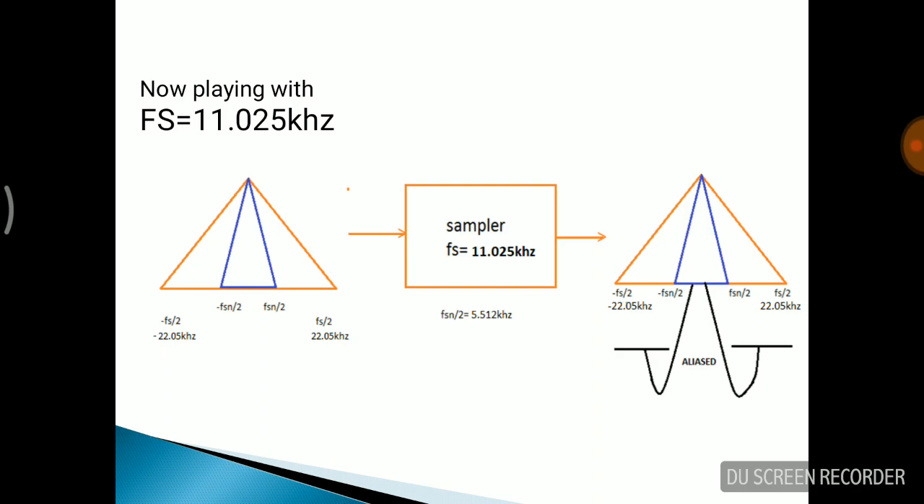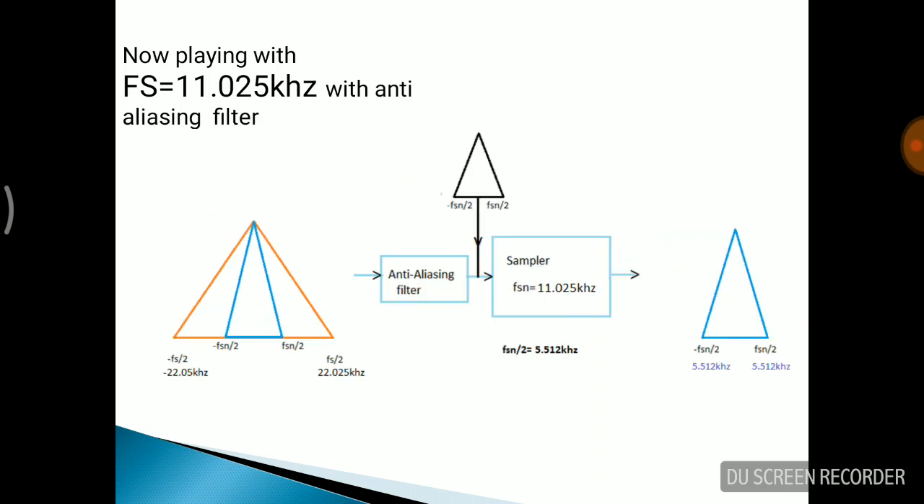We can see clearly the effect on the music after playing at Fs equals 11.025 kHz. Now, the same frequency, 11.025 kHz, is played with an anti-aliasing filter. Now let's see how this sounds. In this case, we can see how the anti-aliasing filter has helped to remove the aliasing effect, and this is how it was played at 11.025 kHz.